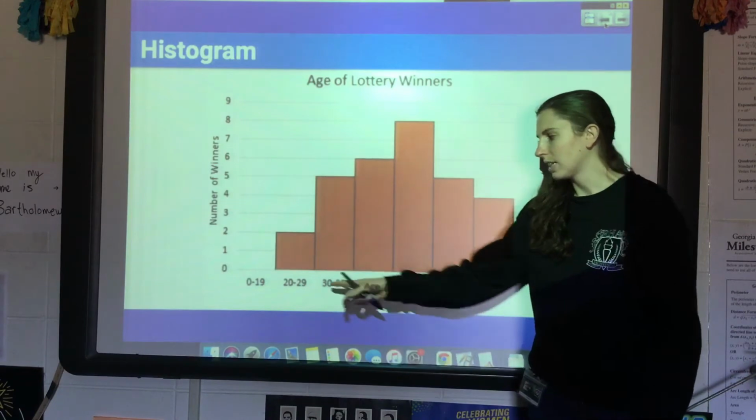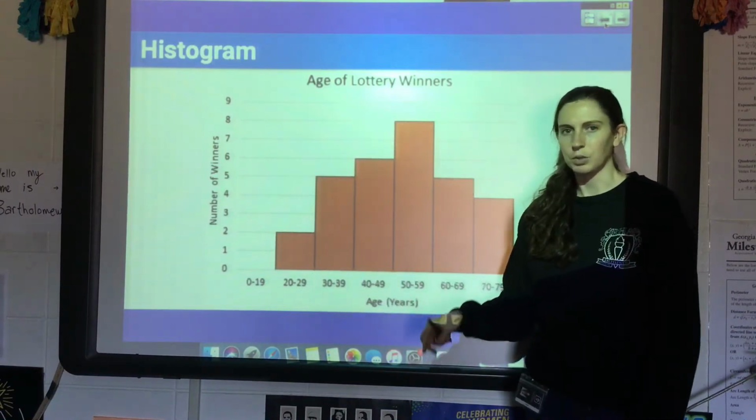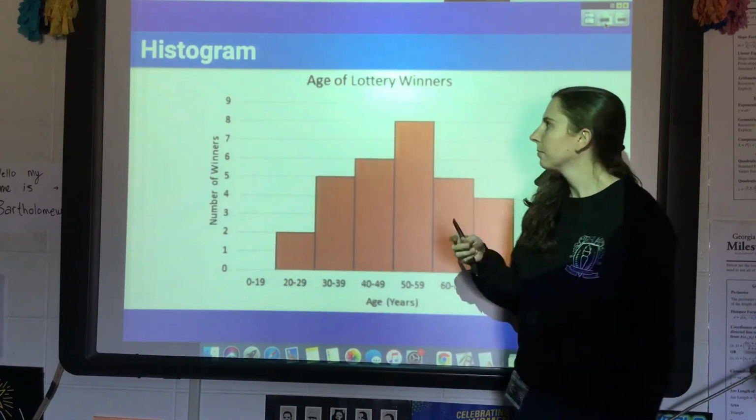So sometimes you'll see these intervals written out a little more clearly, so you don't have to worry about like, oh, does this bump up? I forget.